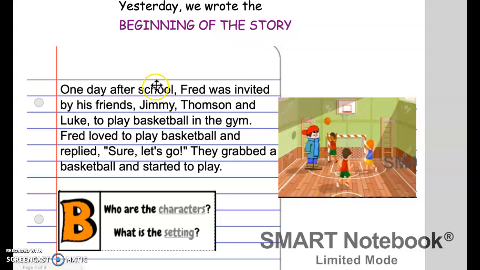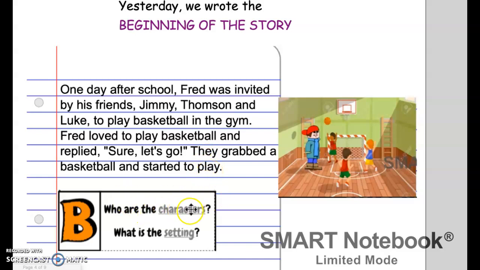One day after school, Fred was invited by his friends Jimmy, Thompson, and Luke to play basketball in the gym. Fred loved to play basketball and replied, "Sure, let's go." They grabbed a basketball and started to play.